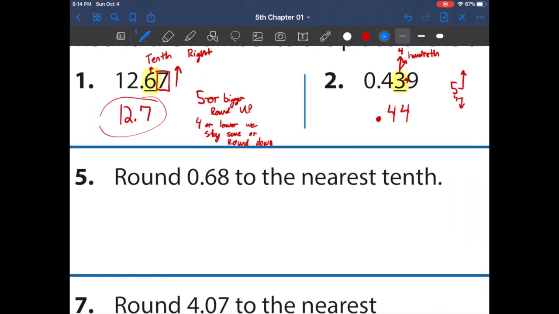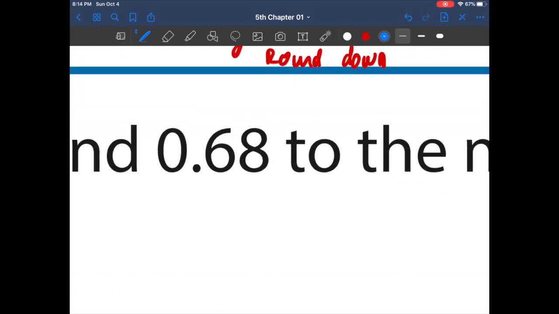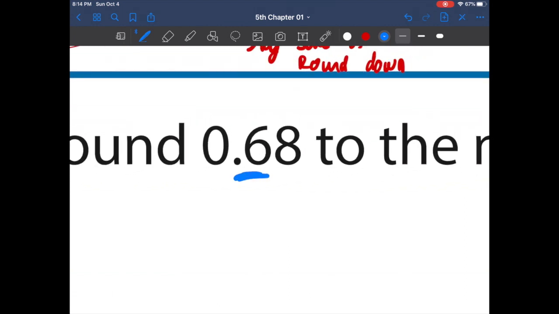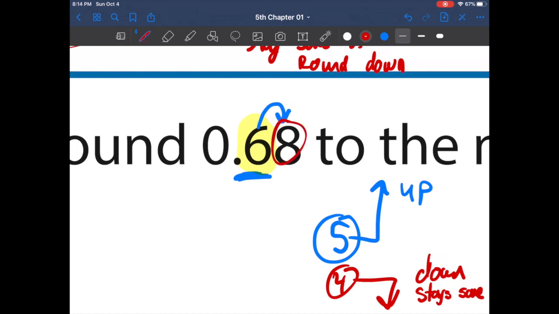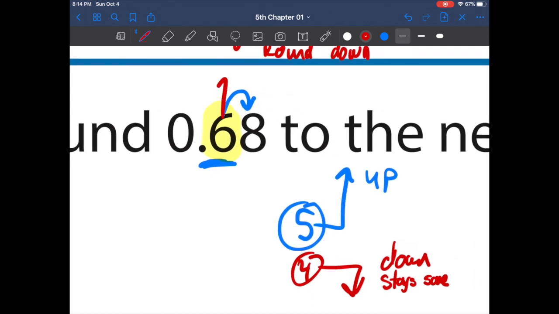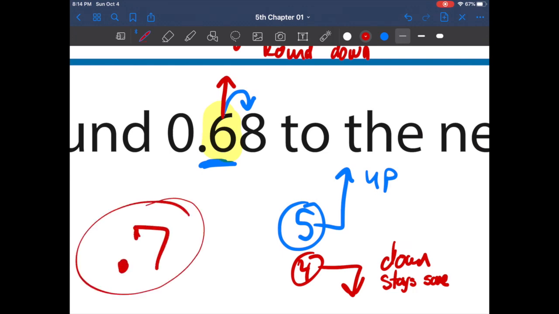It says round 0.68 to the nearest 10th. All right, well, which one is the 10th place? Well, I'm going to underline it. This is the 10th place. So what is the rule? The rule is we need to look to the number to the right, and that number is 8. And we said if it's 5 or bigger, we round what? Up. If it's 4 and lower, we round down, or it stays the same. So is 8 bigger than 5? Yes, it is. That means we're going to round this number up. So what's the next number after 6? That would be 0.7. Okay.